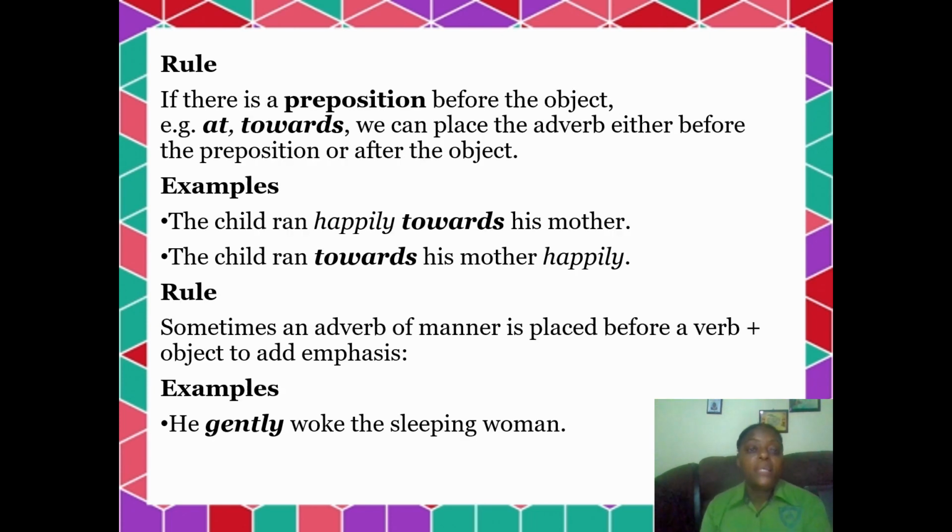Rule: if there is a preposition before the object, for example at or towards, we can place the adverb either before the preposition or after the object. In this example, it says the child ran happily towards his mother. In the second, it says the child ran towards his mother happily. Mother there is the object. In the first example, it is placed before the preposition. In the second, it is placed after the object.